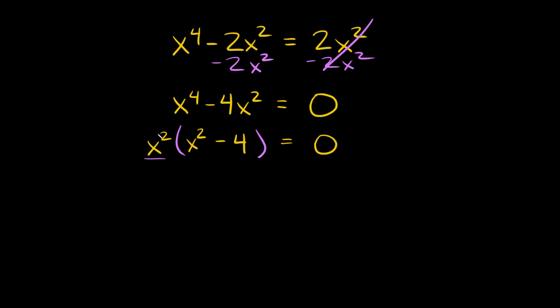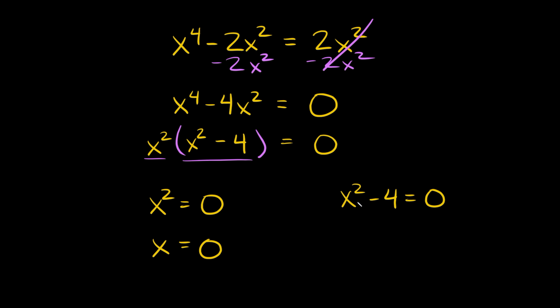We have two factors: x squared and x squared minus 4. Again, to solve for these, we just need to set them equal to 0. This first one, we're going to say x squared is equal to 0. And for this other one, we're going to say x squared minus 4 is equal to 0. For this first one, we can see x must be equal to simply 0. For this one, we're trying to solve for x squared, so we can get rid of this 4 by adding 4 to both sides. So we get x squared is equal to positive 4.